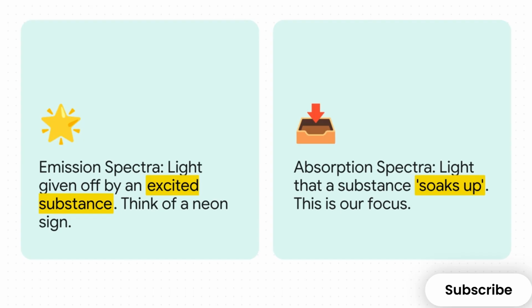Now, there are really two main ways to look at this whole thing. You can look at the light a substance gives off when you energize it. That's called an emission spectrum. The perfect example is a neon sign glowing. Or you can look at the light a substance soaks up from a source. That's an absorption spectrum. And for the rest of this explainer, that's what we're going to be zeroing in on.